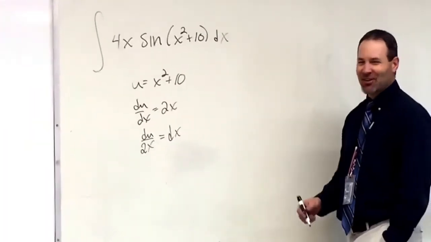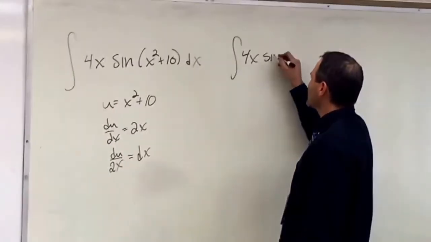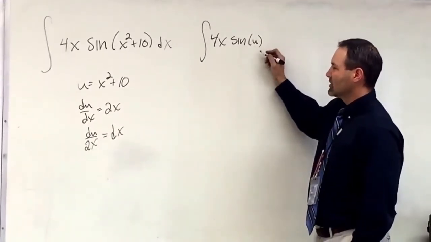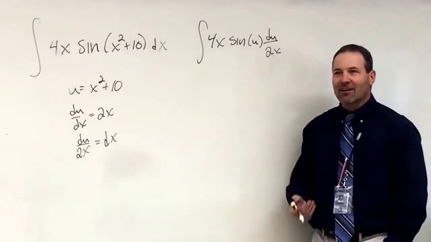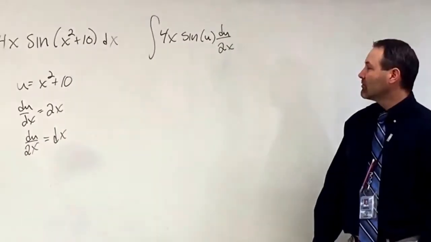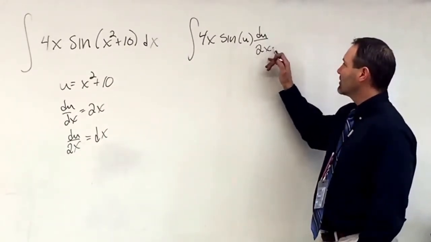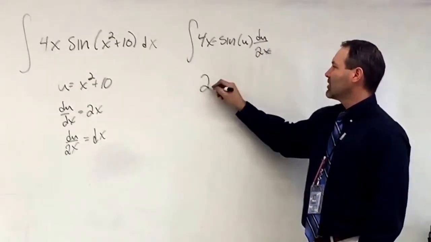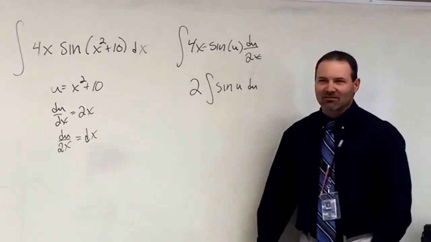So it's the integral of 4x, the sine of u, times dx, which is du over 2x. Now our integral can't have more than one variable, but luckily the x's cross off, and 4 over 2 is 2, so it simplifies to 2 times the integral of sine u du. I should have gotten more creative. Just keep doing sine stuff.